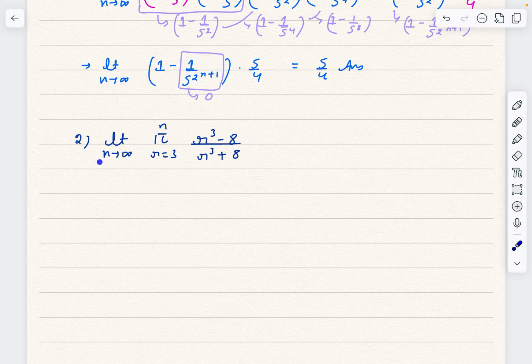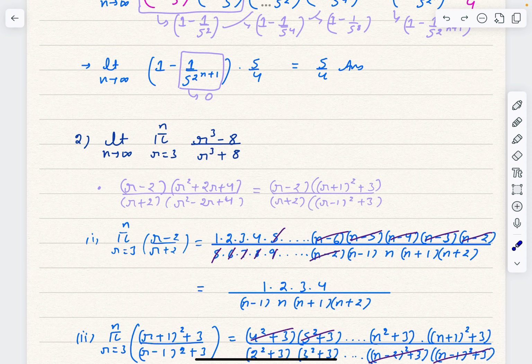Next we have the limit as n tends to infinity of the product from r = 3 to n of (r³ − 8)/(r³ + 8). I hope you know that pi means product. So we'll put r from 3 to n and multiply all those terms. Give it a try, then we'll start the discussion. Let's start now.